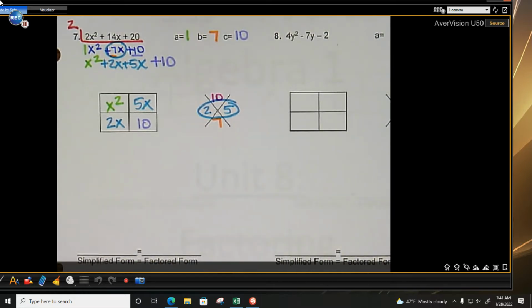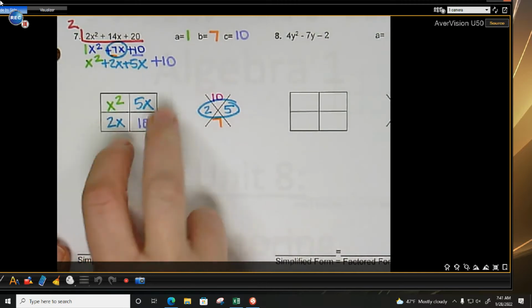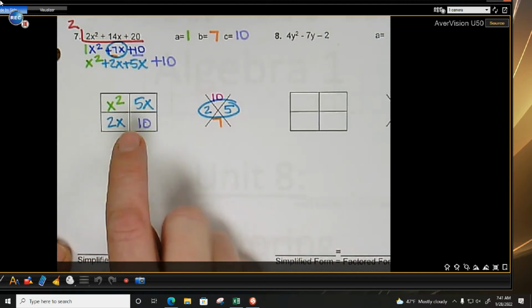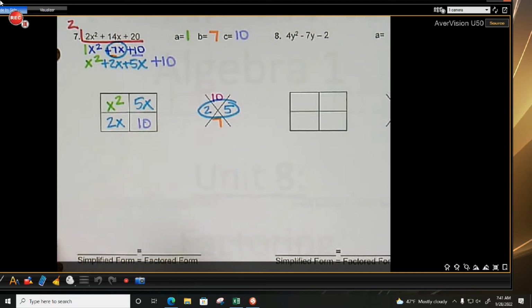Again, it's following a pattern, guys. All the ones we're going to be doing. Top left box, x squared. Diagonals, x. Bottom right, constant. It's always going to look like this. Okay? Now we are going to take out our GCF.